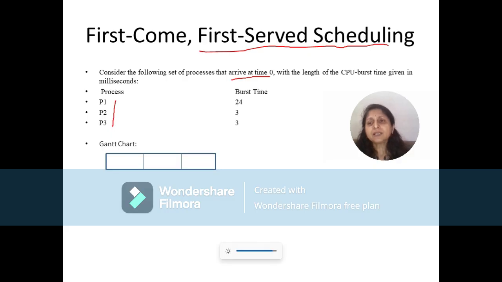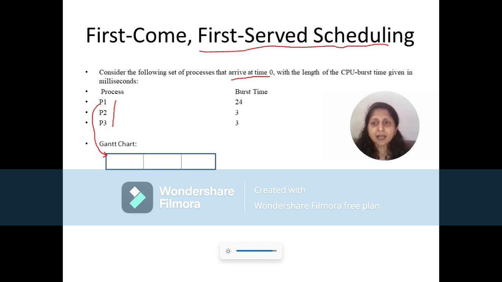So what is the sequence? If you see the sequence, first is P1, then next is P2, and then there is P3. So we assume that P1 is the first process which gets the chance to get inside the CPU. The problem statement also says that we have to calculate the average waiting time as well as the average turnaround time. This is the Gantt chart. We have to draw the Gantt chart before we start the calculations.